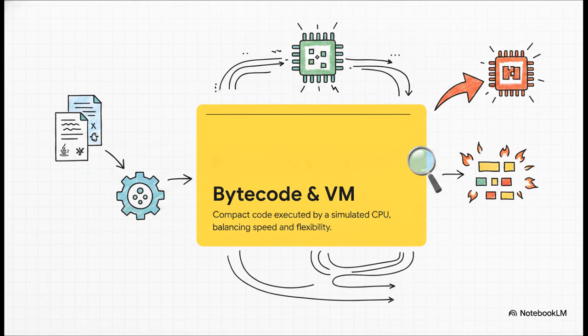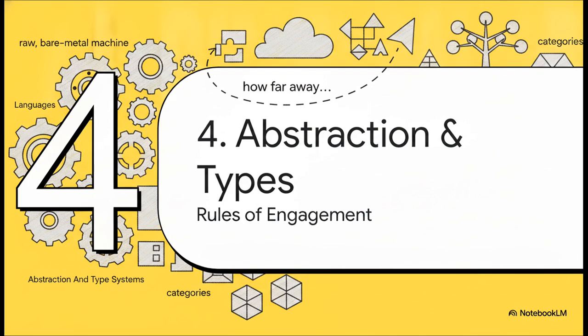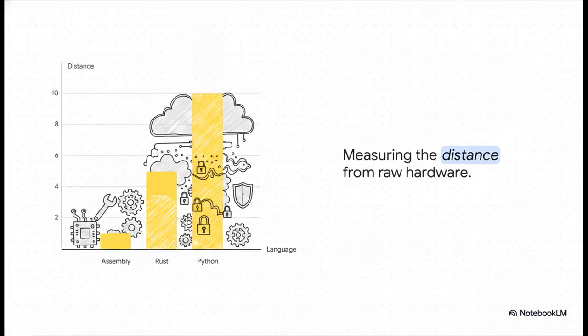It gives you a massive speed boost exactly where you need it most. So, how do we organize all of this? Section 4, Abstraction and Type Systems, the rules of engagement. And this brilliantly illustrates how we categorize the entire landscape of programming languages. You really just have to ask one simple question. How far away from the bare metal machine does a language allow you to stand?